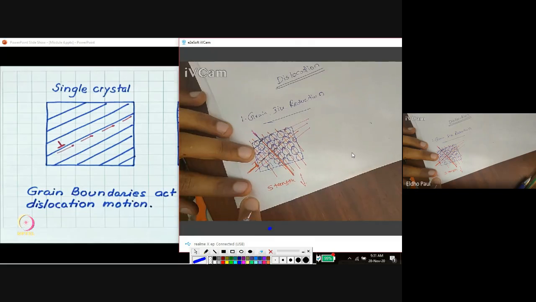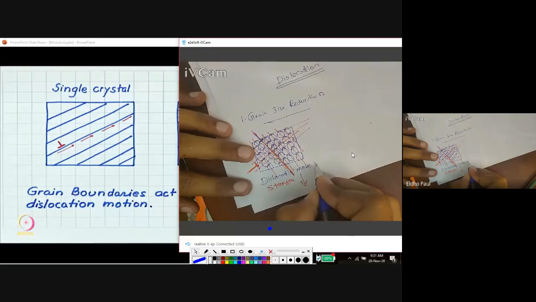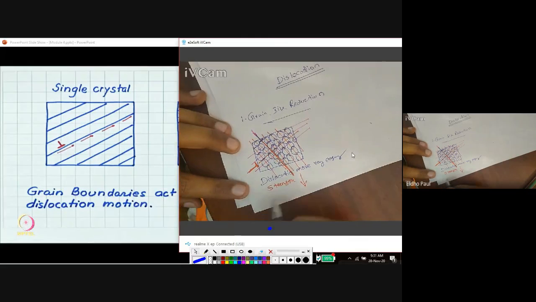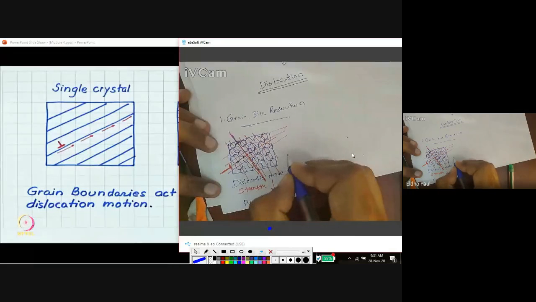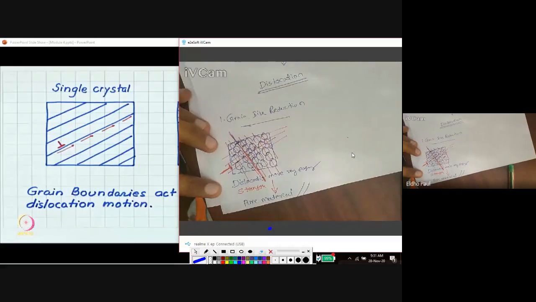Any doubt? So dislocation movement is very easy here, so strength will be low. That is the case of pure material. For example, you take gold. Pure gold is very weak in nature.